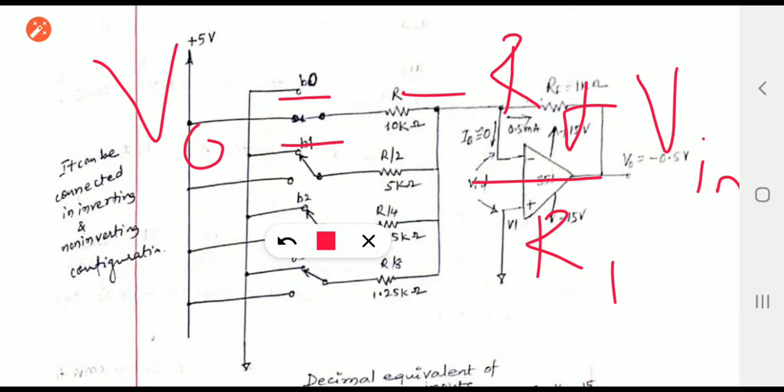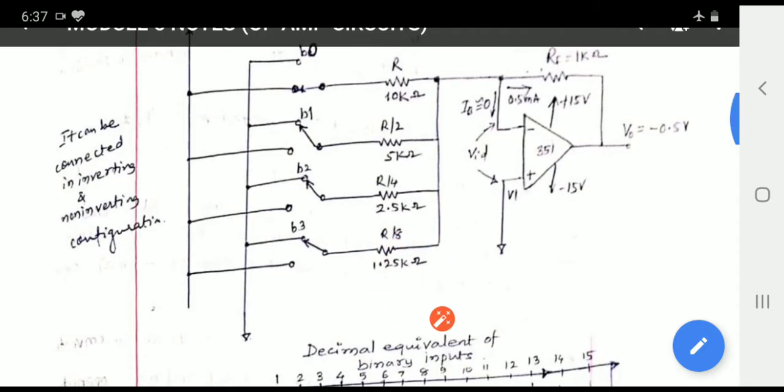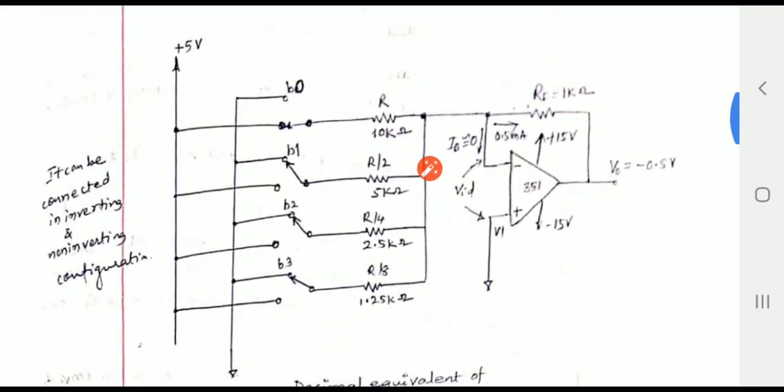Okay, so now here instead of R1, the values used are R, R by 2, R by 4 and R by 8, and the inputs used here are B0, B1, B2 and B3. So you have to keep this properly. The inputs are B0 to B3, the input resistors are R, R by 2, R by 4 and R by 8, where Rf is a feedback resistor with a value of 1 kilo ohm here.